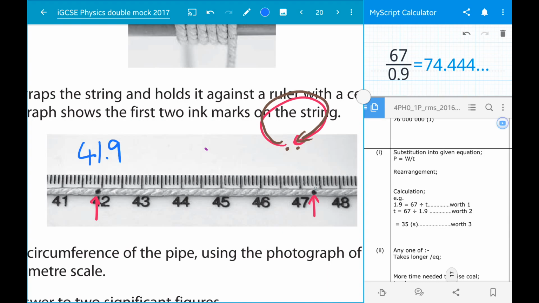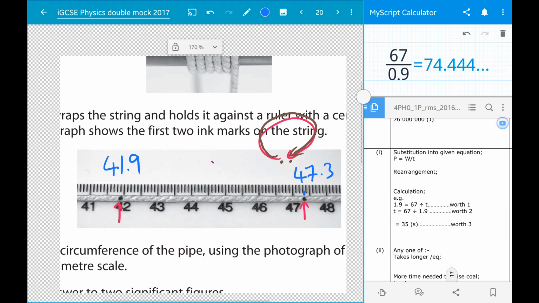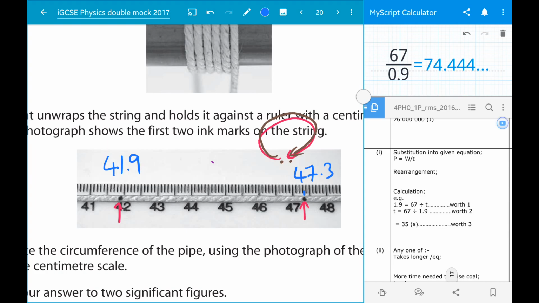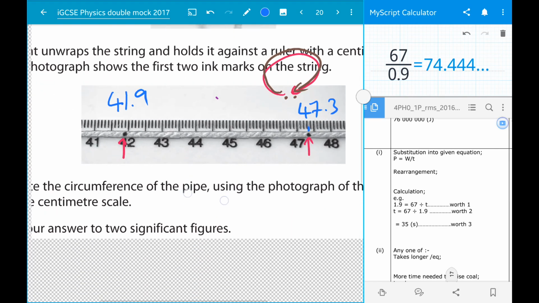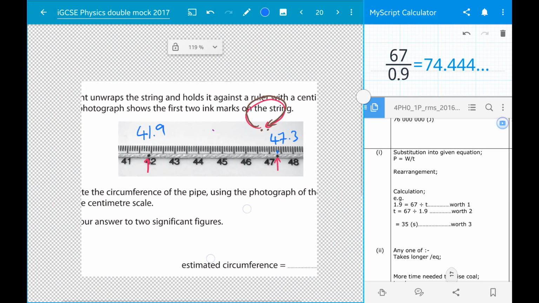And here, this is a really hard one to read because it's right in between 47.3 and 47.4. I'm going to say 47.3, but can you see the thickness of the dot is actually a problem? That's going to be important for the question later on. I have just written down 41.9, which is correct. So what is the circumference?